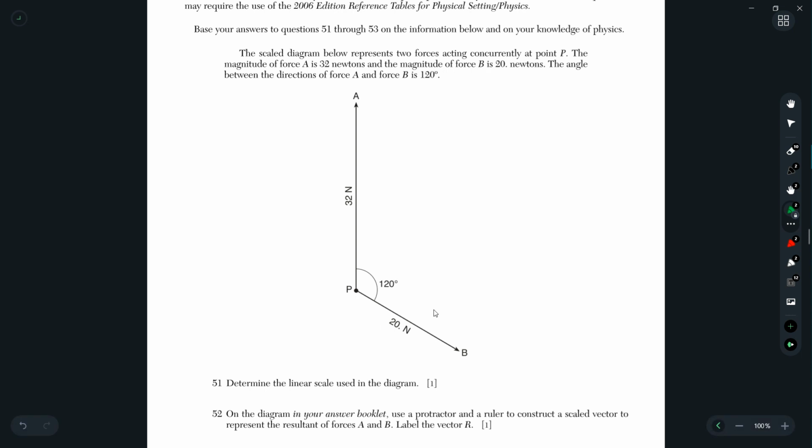Right? On the diagram in your answer booklet, use a protractor and a ruler to construct the resultant. Right, this resultant, if this is also B, then my resultant is going to look like this. Here's R. Right, and there it is.